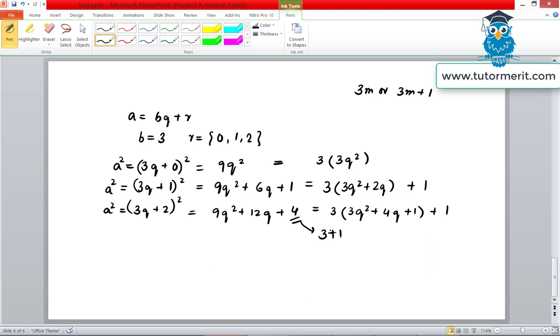Now the idea behind this is that I have to get this form. So try to break up these values in such a way that I get either this or this. So that's the thought behind your work. So now I know that this could be 3m, this could be 3m plus 1, and this is also of the form 3m plus 1. So all my numbers here can be expressed in this form. So this is how you solve this problem.